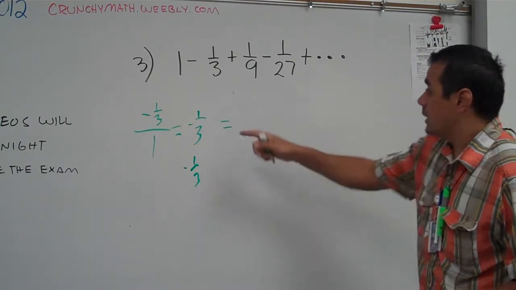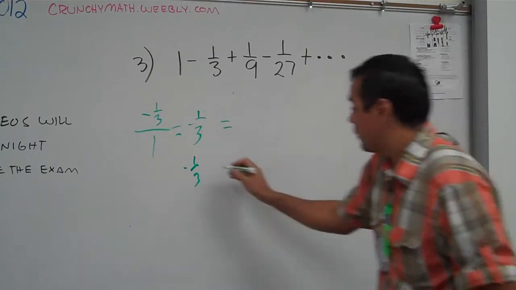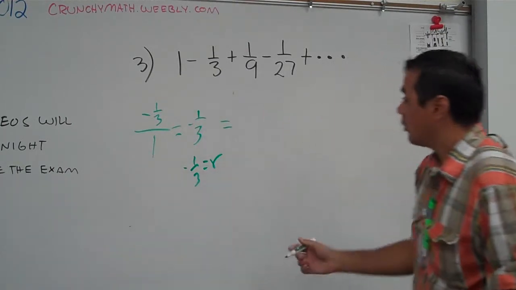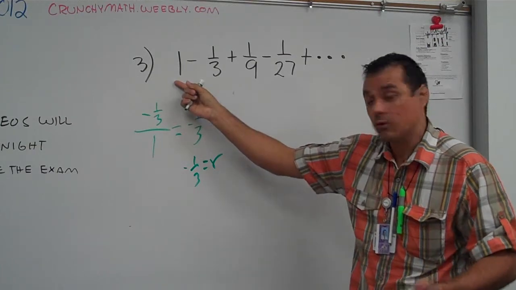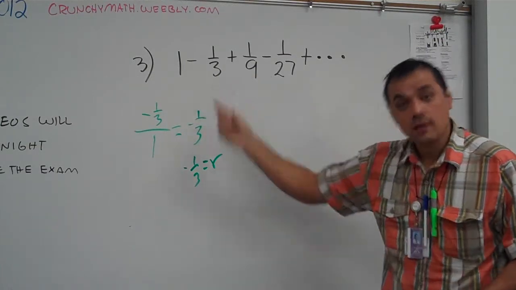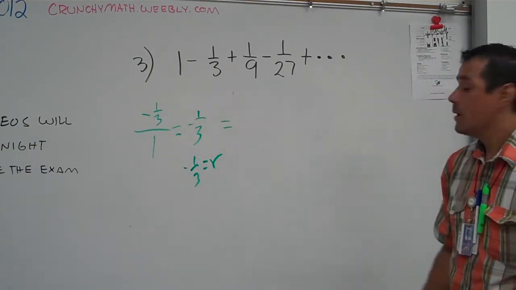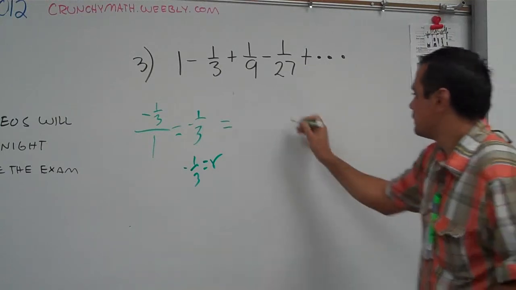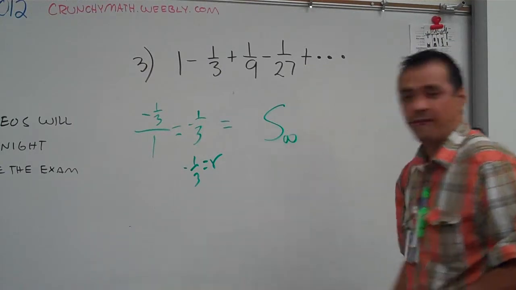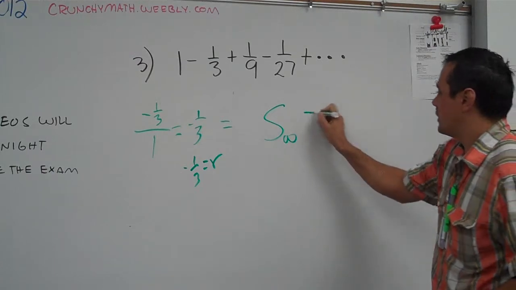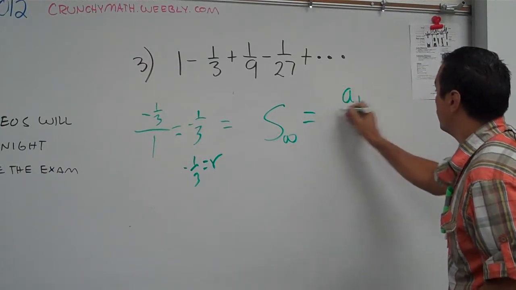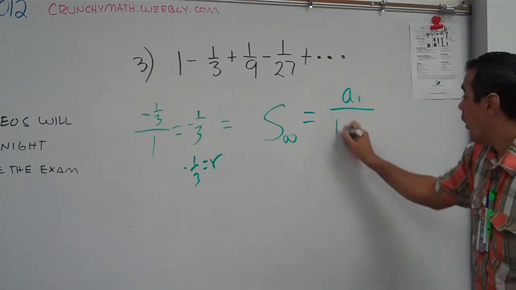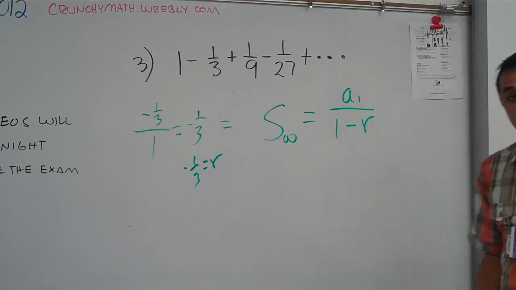Okay, so then I know this is a geometric sequence, and I know that R is negative 1 over 3 because we just divided the second by the first, which gave me negative 1 over 3, the third by the second, negative 1 over 3, so I know that's R. Well, to find the infinite sum of a geometric sequence, the formula is the sum is your first term divided by 1 minus R, which is the common ratio.